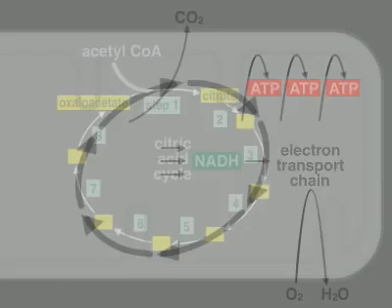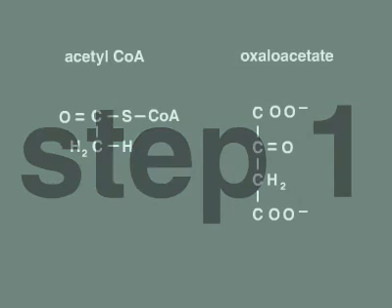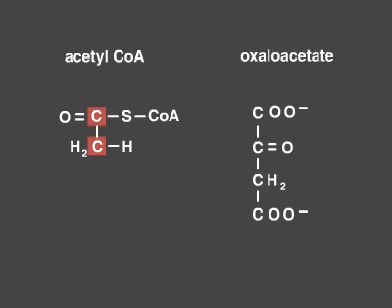The molecule that enters the citric acid cycle is the 2-carbon compound acetyl-CoA. Acetyl-CoA joins with the 4-carbon oxaloacetate to create the 6-carbon citrate. We'll track the carbons from acetyl-CoA with a red color. The 2-carbon atoms from oxaloacetate marked in blue will be released during this cycle to form carbon dioxide.